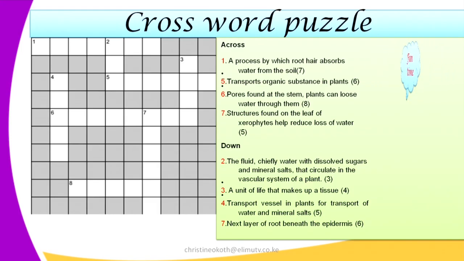Then 4 down, a transport vessel in plants for the transport of water and mineral salts. It's a 5-letter word. Then lastly, 7 down, it is just the next layer of root beneath the epidermis. So that one is a 6-letter word. So find these words and we're going to review them at the next lesson.